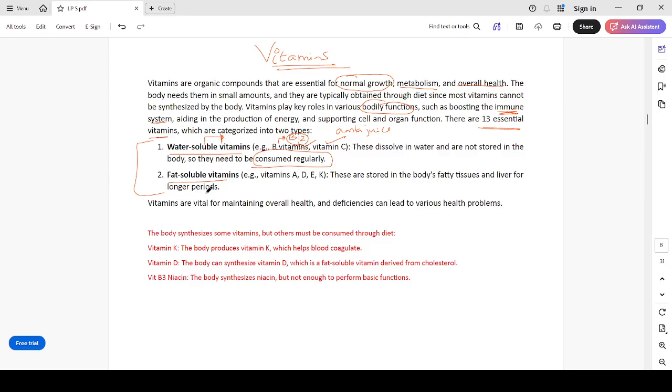The next vitamins are the fat soluble vitamins A, D, E, K. They are stored in the body's fatty tissues and liver for longer periods. So if you consume them, they will be stored. But that doesn't mean you need not take them at all. You need to take them, but not regularly. It's not required on a daily basis.